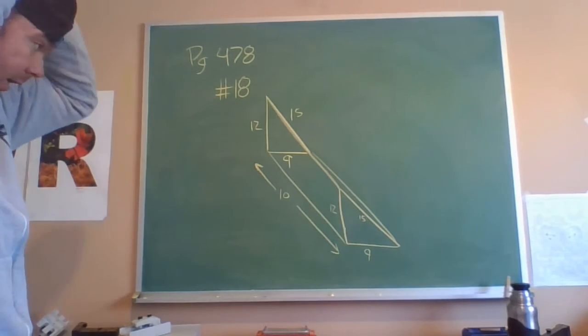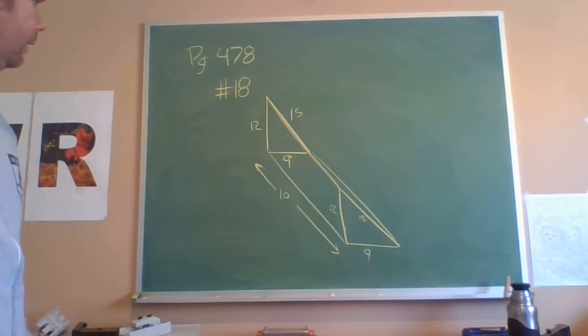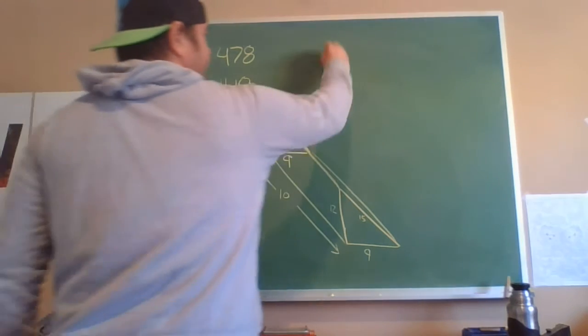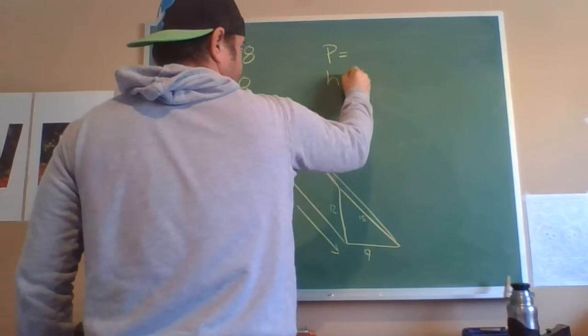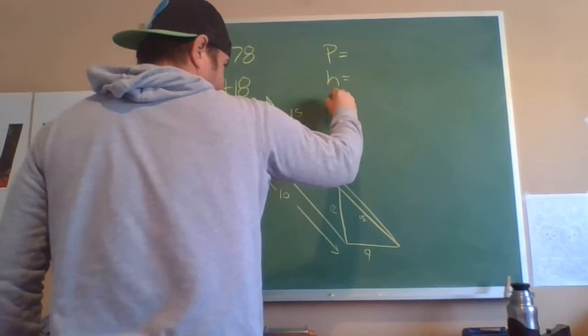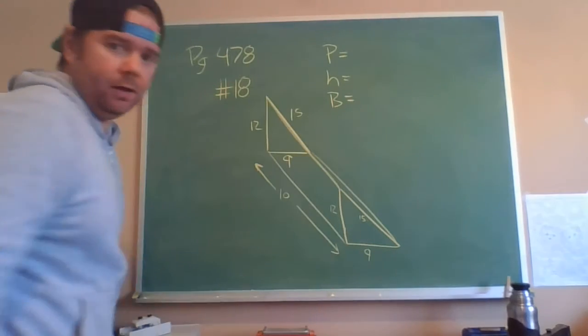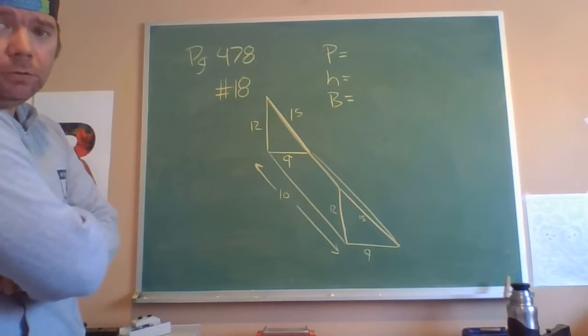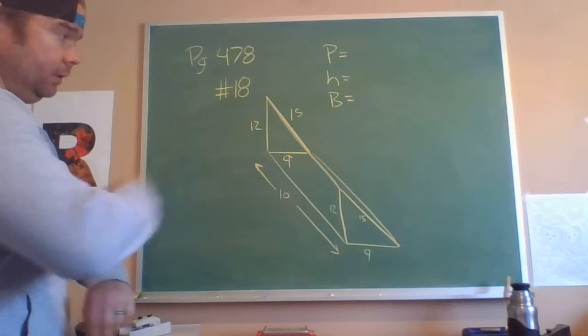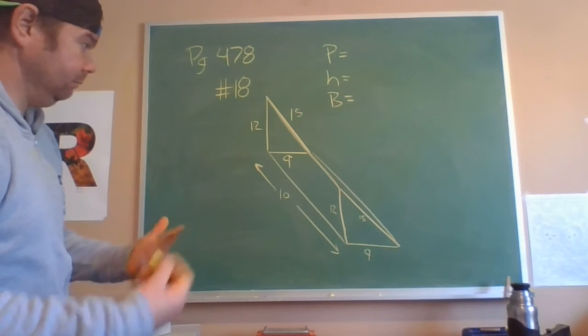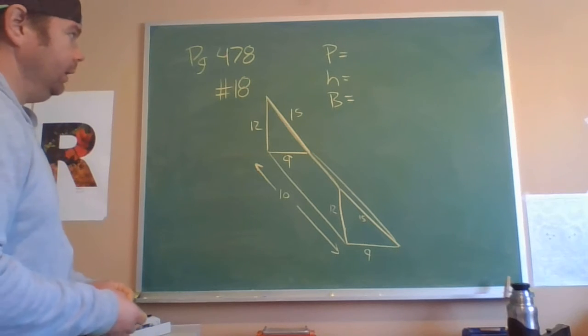All right, so what do we need to do first? Well, these are the things that we would need to know. We would need to know the perimeter of the base, the height of the prism, and the area of the base. If we know those three things, then we can plug them into the formulas that we talked about before and get the answers that we're looking for.